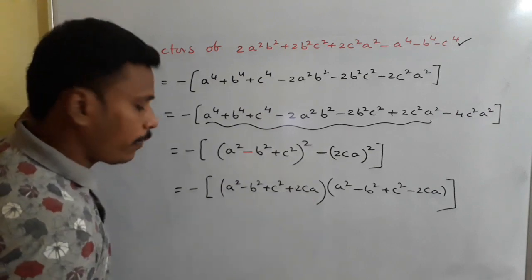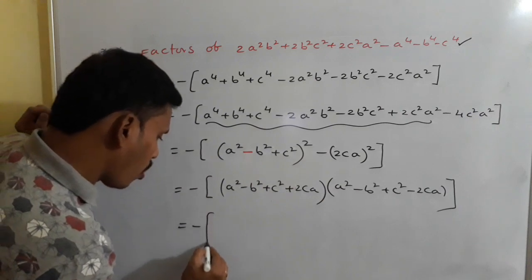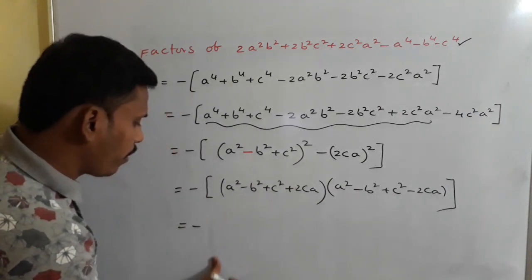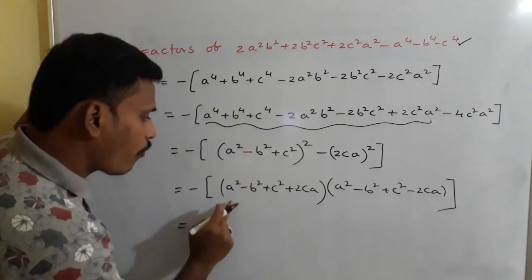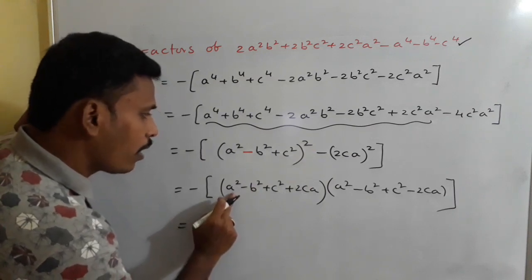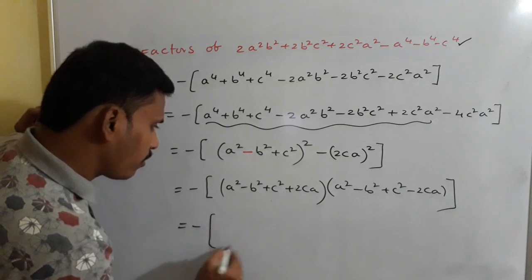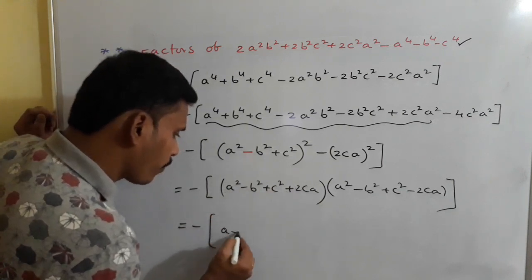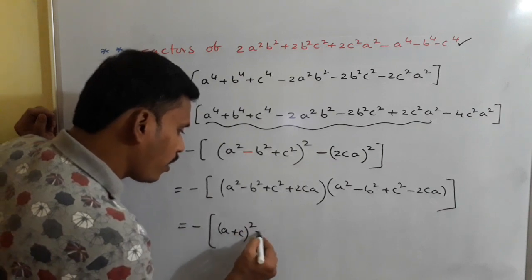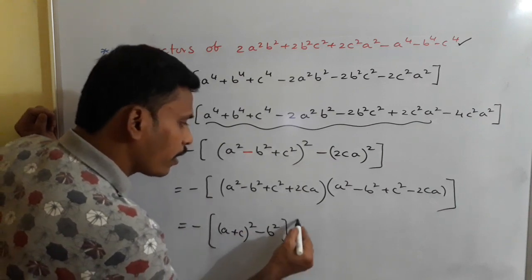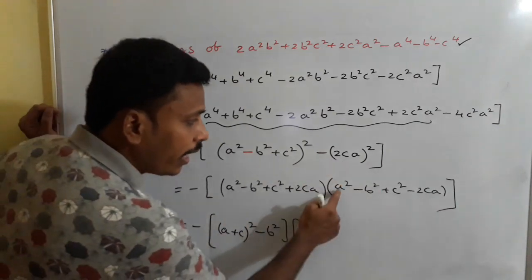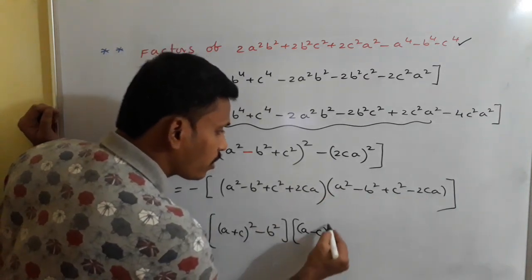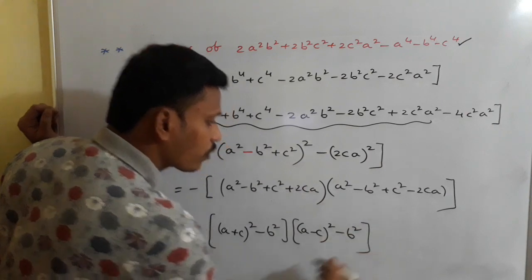2ca is involved, right? So this is equal to minus of, this first term is simply nothing but, see, minus of, I am just writing here. Okay, first bracket is for this term. A square plus c square plus 2ca is a plus c whole square minus b square into, in the second one, a square plus c square minus 2ca means a minus c whole square minus b square.